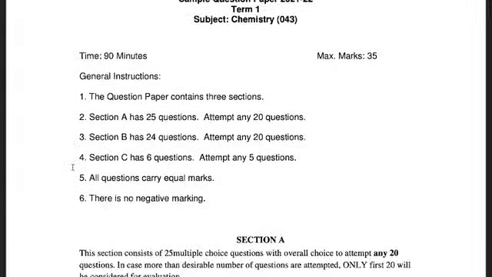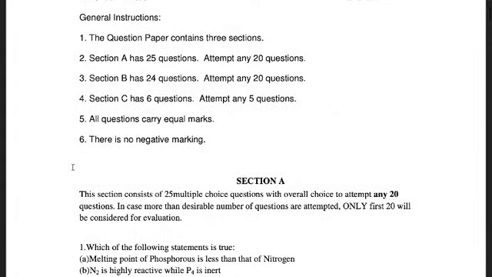Section A. This section consists of 25 multiple choice questions with overall choice to attempt any 20 questions. In case more than the desirable number of questions are attempted, only the first 20 will be considered for evaluation.